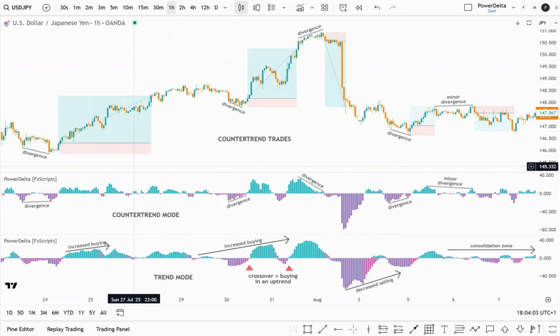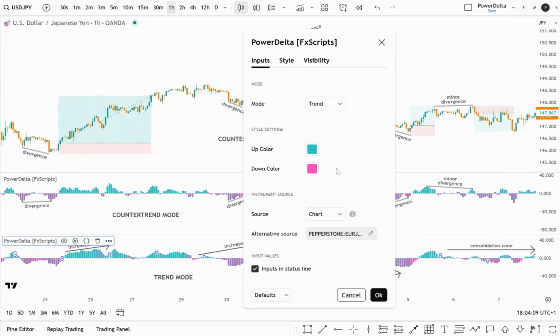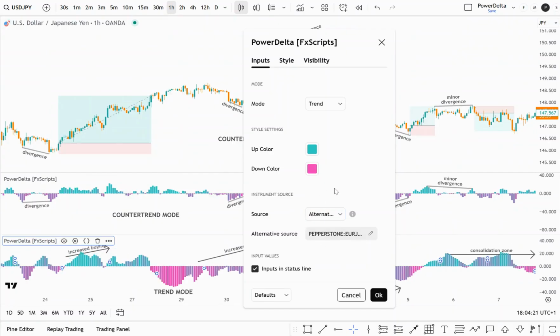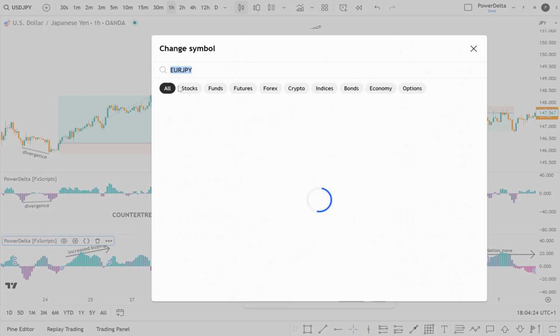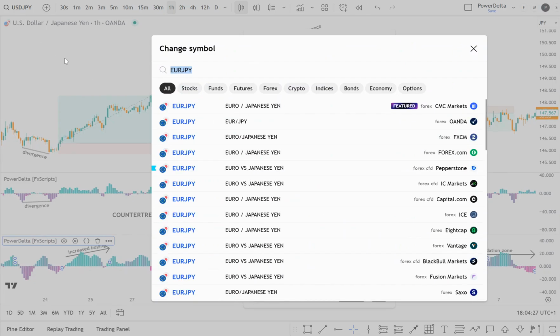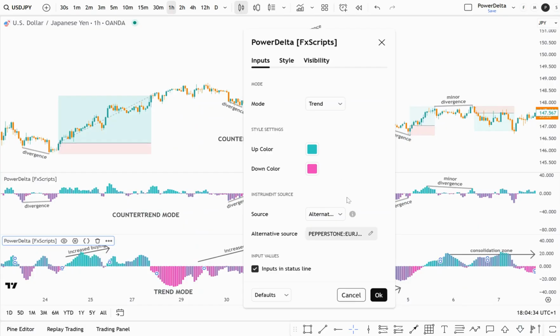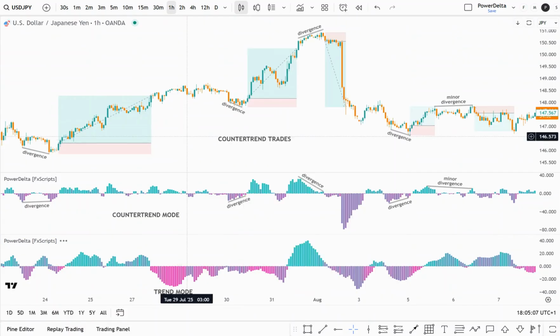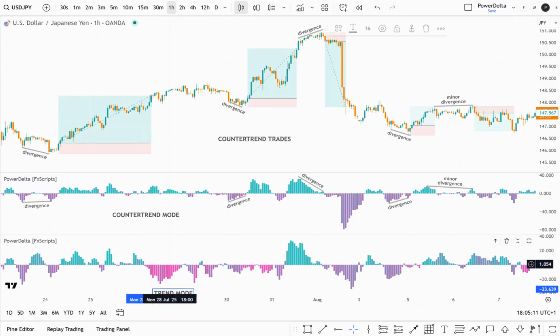Now, in terms of what else this indicator can do, you can obviously tweak the color settings however you like them. The other key setting is this. You can choose the source as either the chart or an alternative. Now, in this case, I've set the alternative up to Euro JPY. We're on the US JPY chart on the hourly, and I've set it to Euro JPY because I wanted to get a second opinion, basically. I'm also going to flip this to counter trend mode, so we have a direct comparison between the top and the bottom.